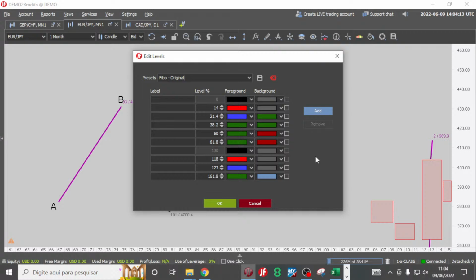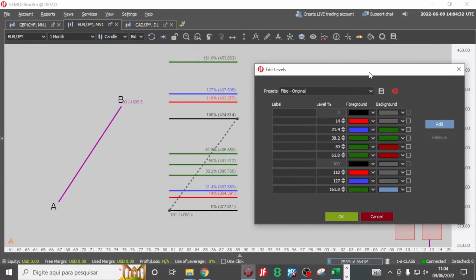Okay, so my parameters, don't ask me why, everybody. I've learned like this, okay? Don't tell me, oh, why do you have 1.618 and not 2.618? Okay, so I have the parameter on the Fibonacci 0. Okay, so I have 0 down in here. Then I have 14% is the last retracement.